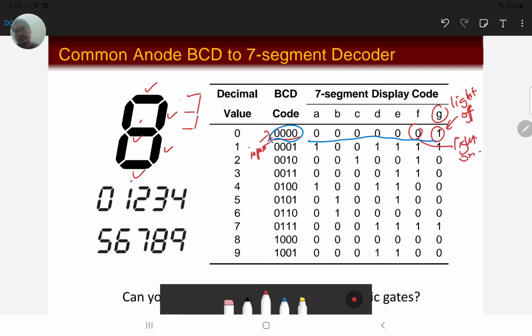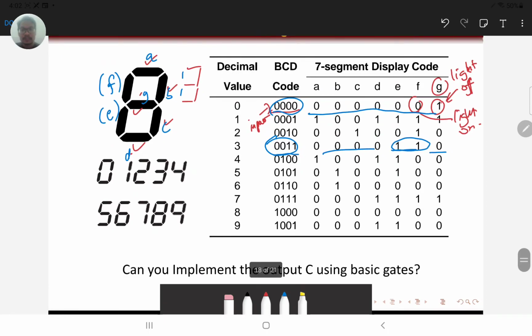Okay, so here we're going to supply a logic 1 on A, B, C, E, F, and G. So we're going to supply a logic 1 on F and E. So we can see the 3 here. You can see a logic 1 on F and E for the input 3, and all others are 0. So from this, we can also derive the logic gates.